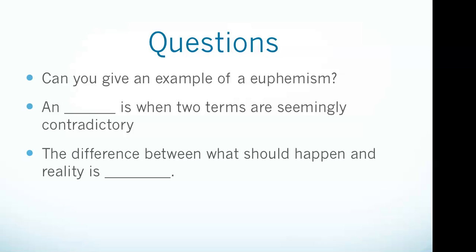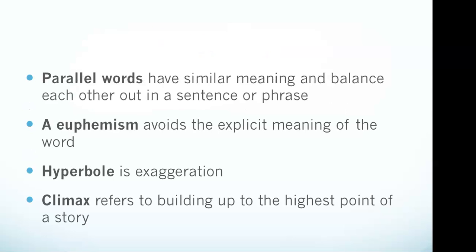A blank is when 2 terms are seemingly contradictory. And the difference between what should happen and reality. Would we know what those are? Okay, so as we jump in here, we'll go over the first 4 on this slide.